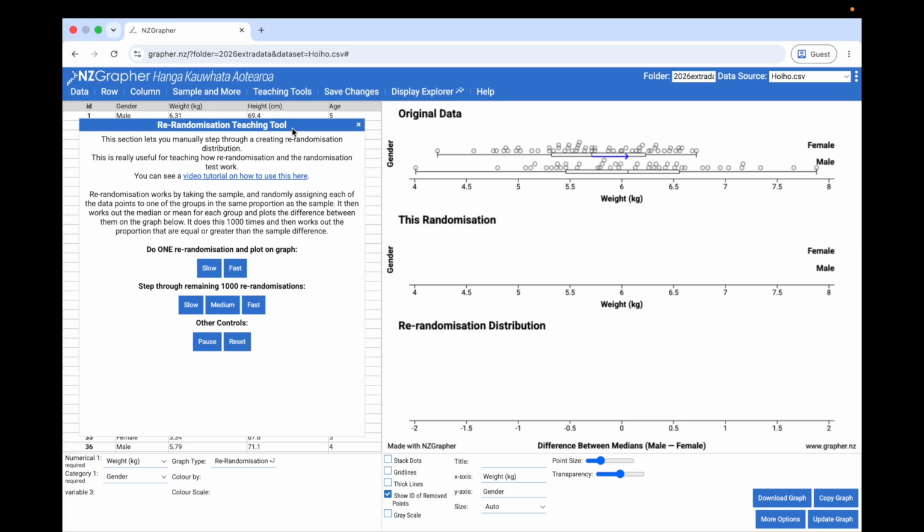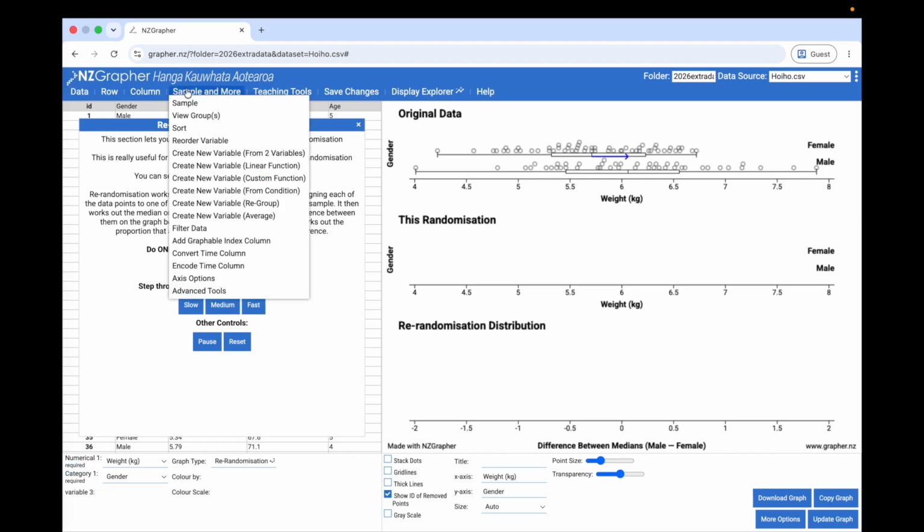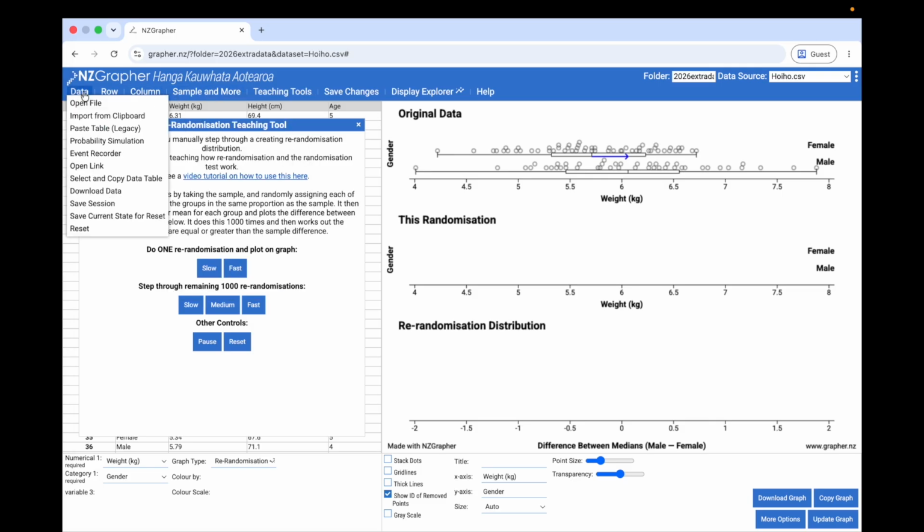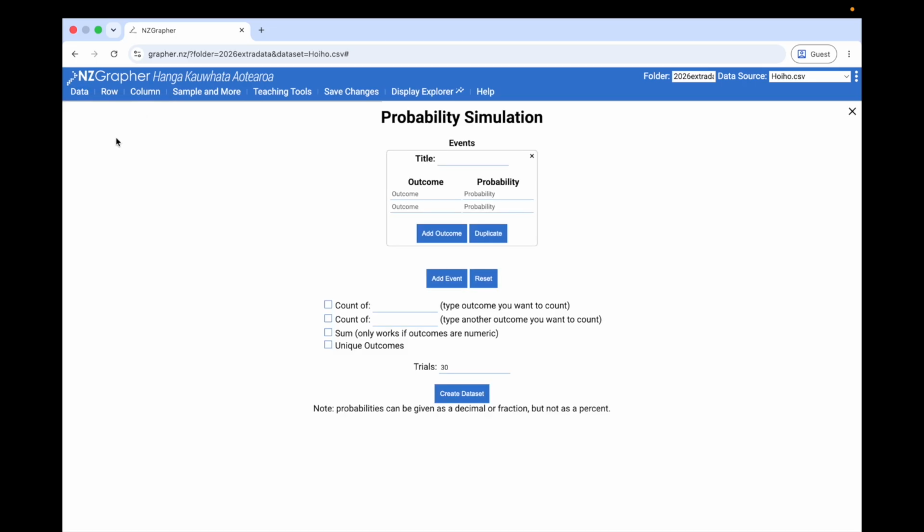So, what we're doing this time is we're coming to the re-randomization teaching tool. And what we're trying to do with this one, oh no, males and females wouldn't be good. No, what do I want? I want something else that we can control and randomize. Okay, I'm going to show you something else while we're here, and we're going to make some data up. In the sample and more, we have in the data, is it data? Yes, we have probability simulation. So we're going to make up some data.